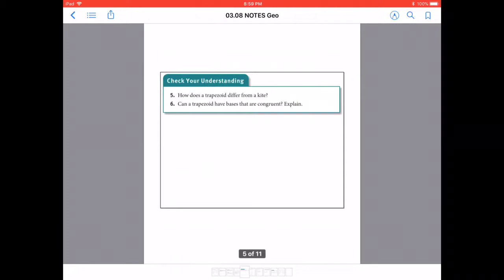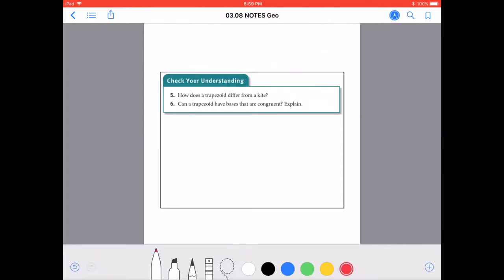And then, can a trapezoid have bases that are congruent? So let's actually try to figure that out. If I make a trapezoid, we need two line segments that are parallel, and here we want those bases to be the same length. So there I drew one base, and there I drew the other. When I do that, I can say these are the bases by putting that arrowhead there, and now I can connect those to make a shape.